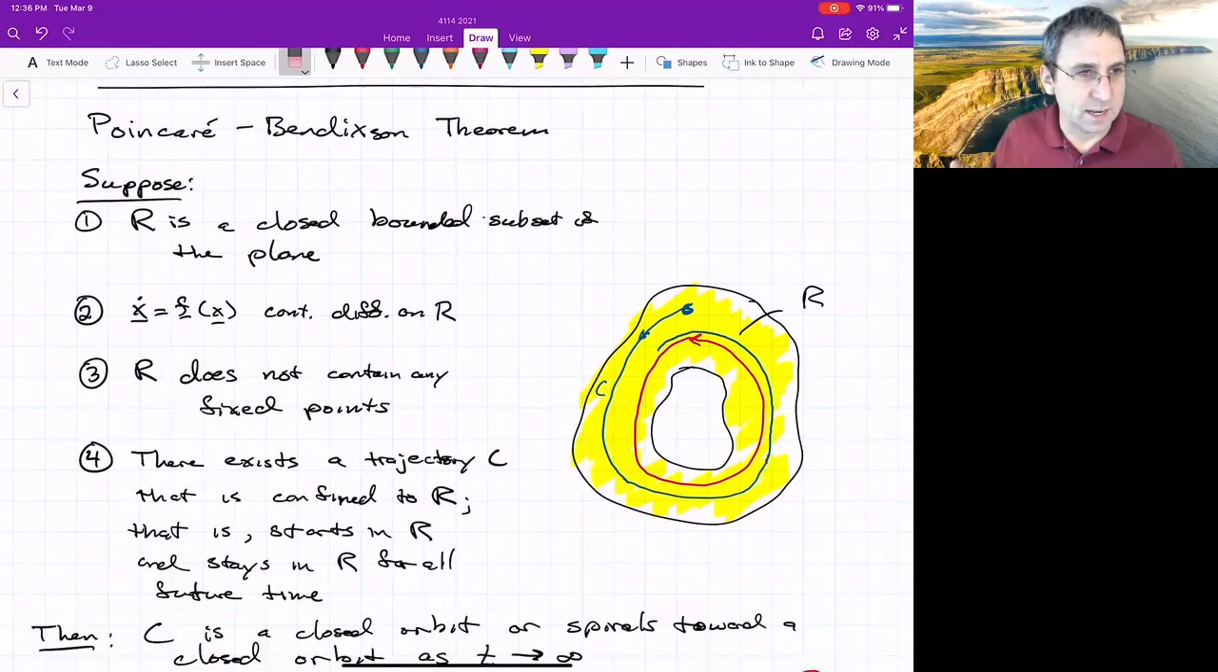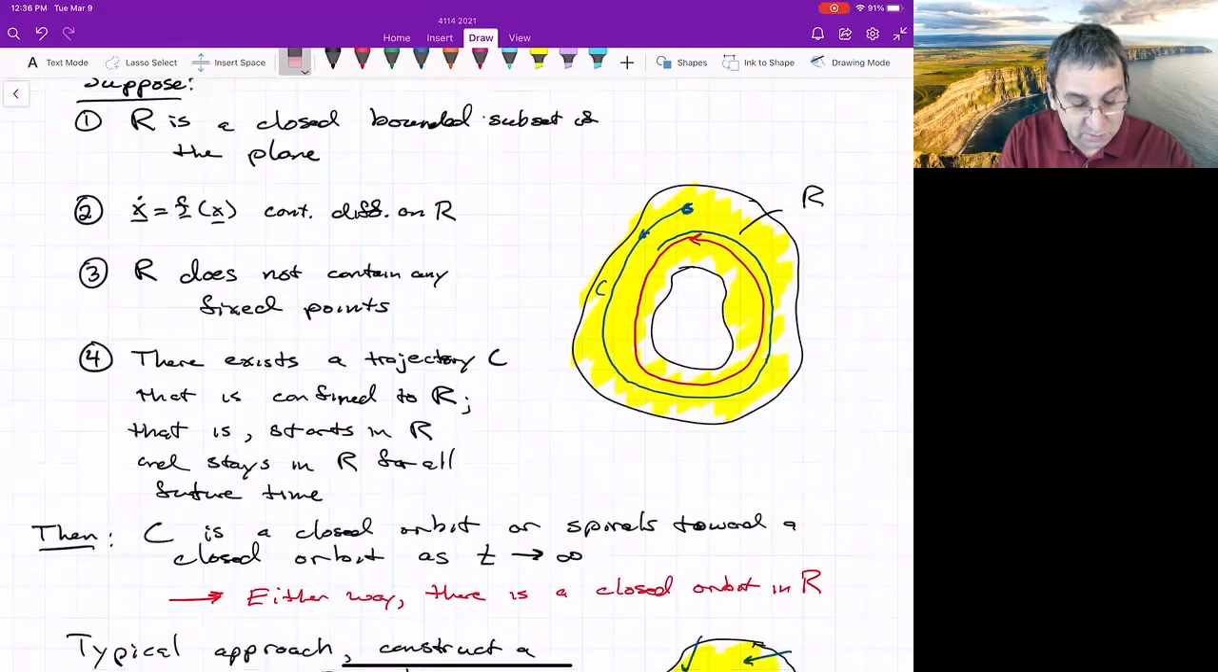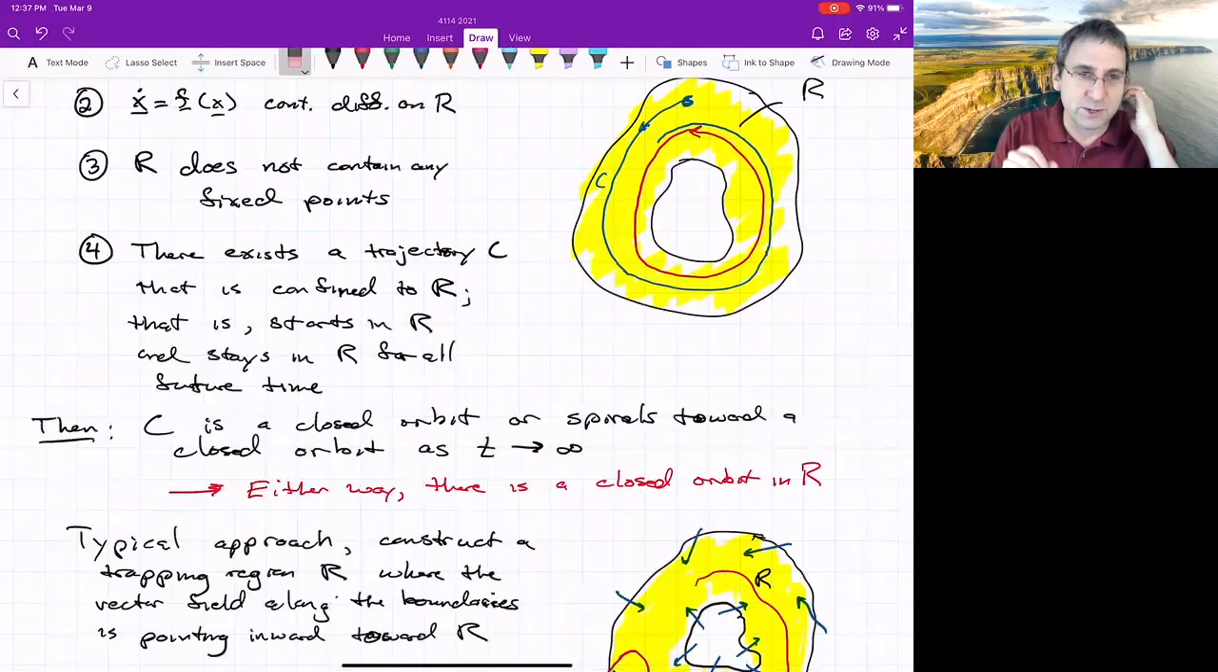You basically establish a region, R, called the trapping region. We assume that the vector field is continuously differentiable on the trapping region. The trapping region does not contain any fixed points. You also need to establish that there exists a trajectory that's confined to the trapping region. The main way that we do that is we find boundaries for this region, like an outer and an inner boundary, where the vector field is pointing inward.